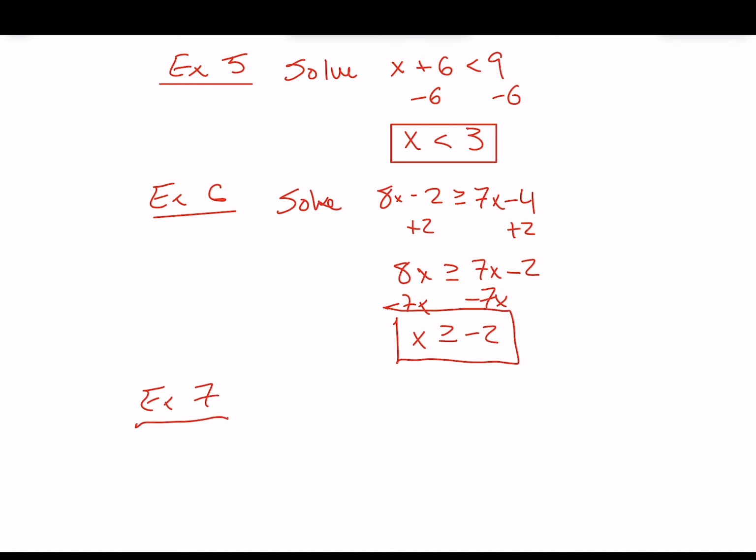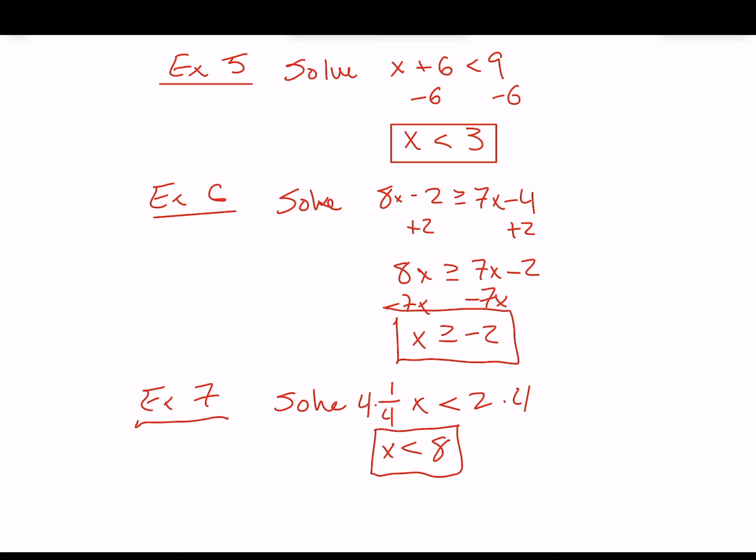Okay, example 7. We want to solve 1/4 x is less than 2. How do I solve? Well, I have 1/4. The way I undo division is by multiplication, so I can multiply both sides of my equation by 4. 4 times 1/4 is just 1, so I have 1x. Again, we didn't multiply or divide by a negative, and 2 times 4 is 8.